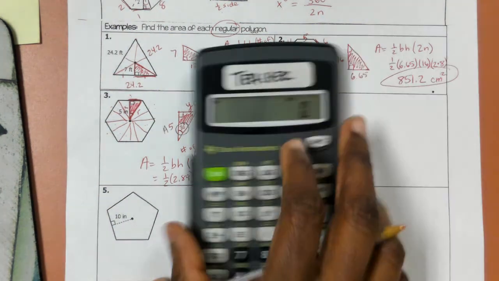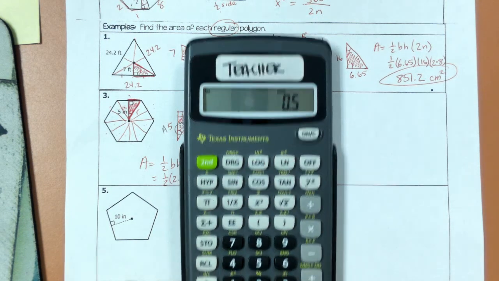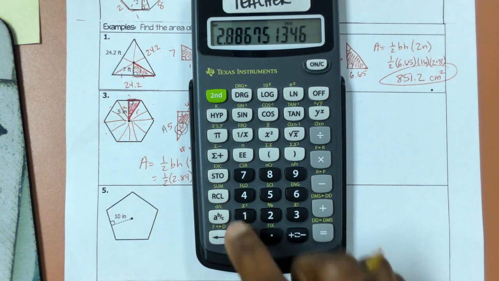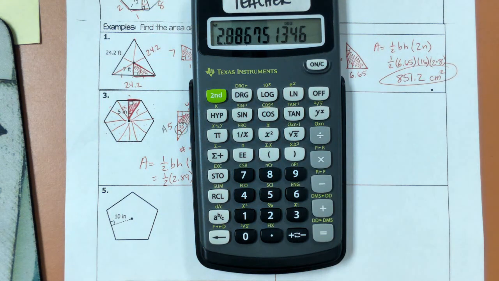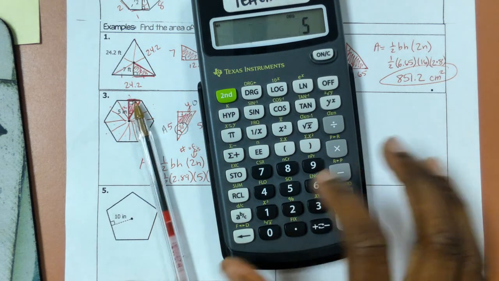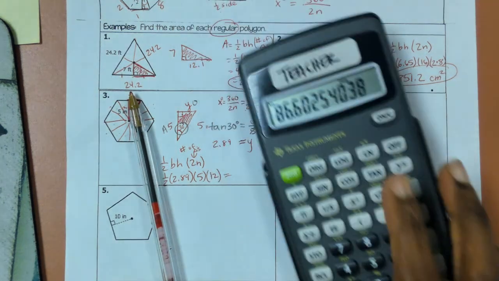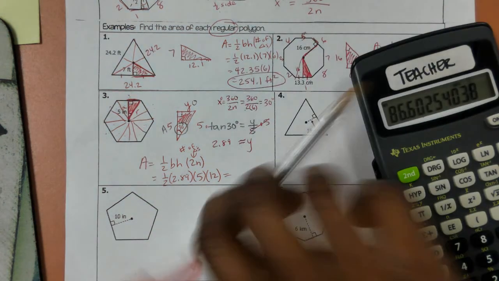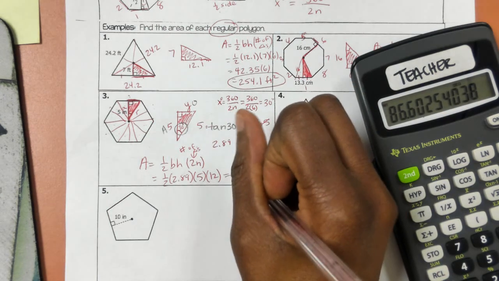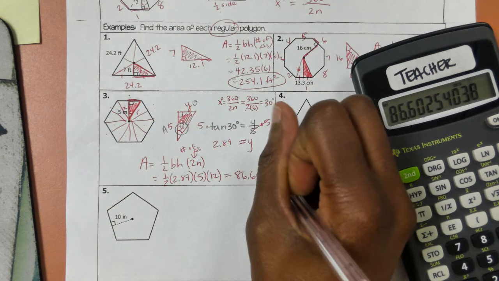And then we're just going to multiply that. So 0.5 times, and then I'm going to recall what was in spot 1. So that was that memorized number. Okay, then times 5 and times 12. So 86.60 would be the area, meters squared.